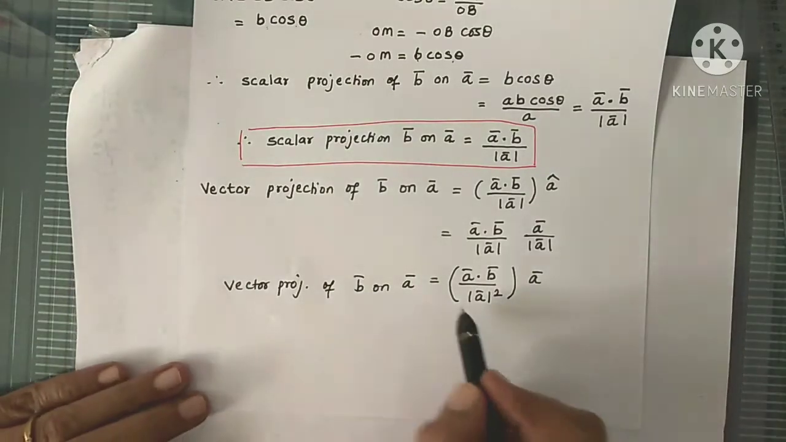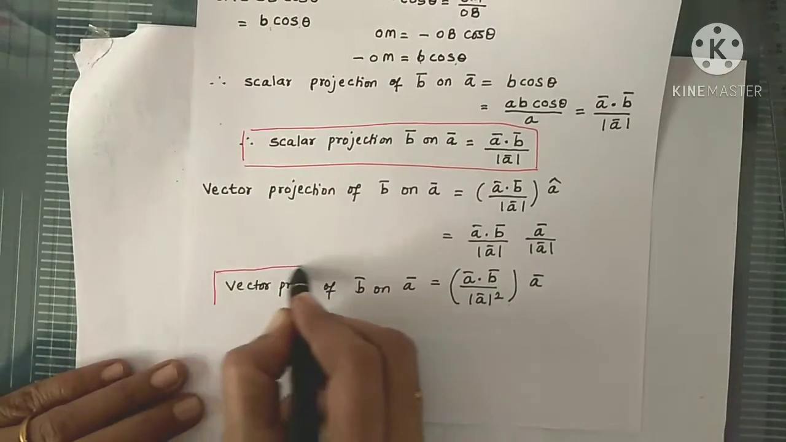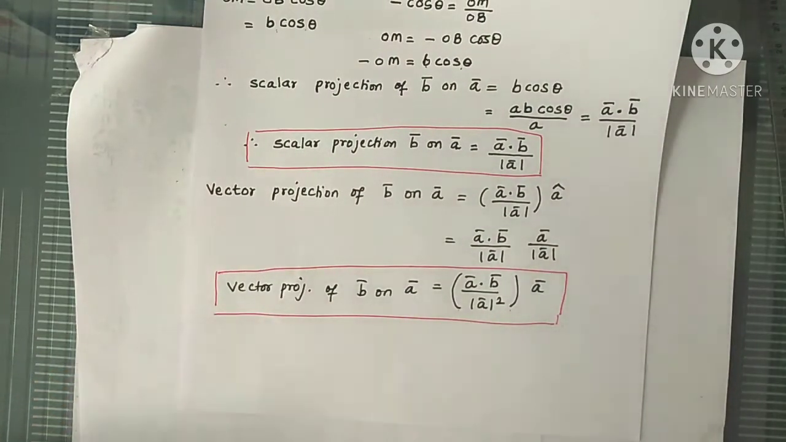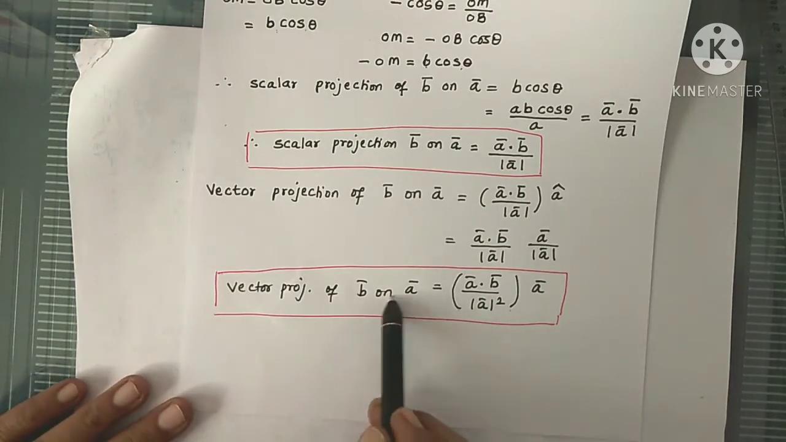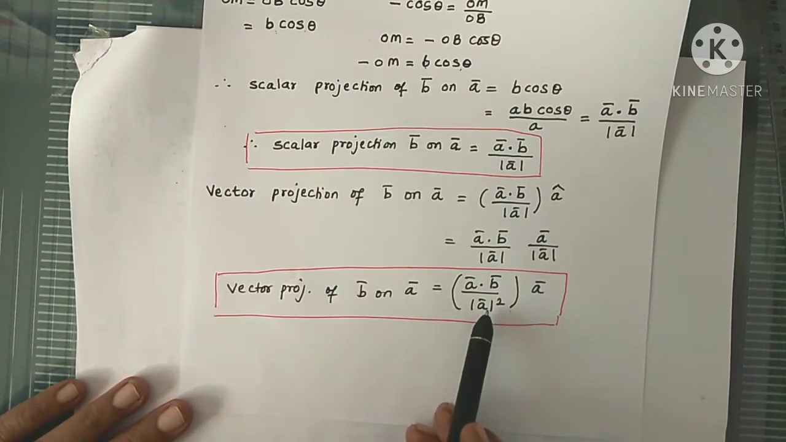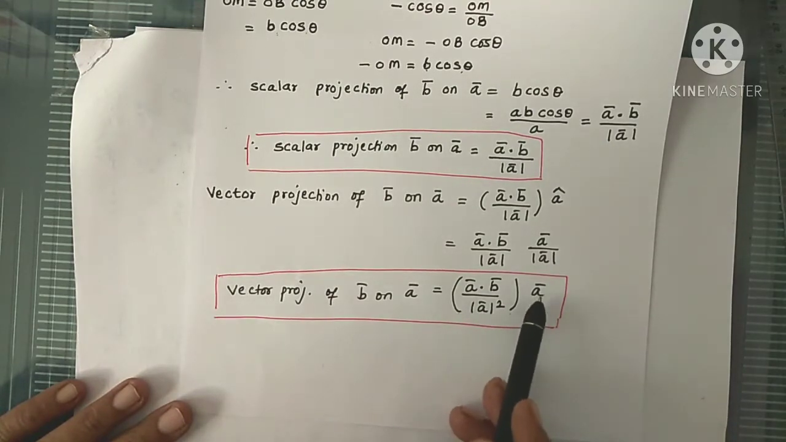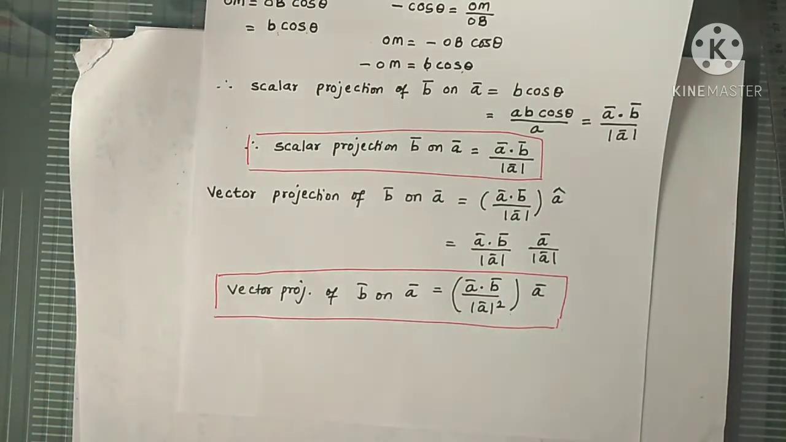Now why is this part written in one bracket? Because it is a scalar quantity. See, A bar dot B bar is a scalar, a real number, and modulus of A bar, the magnitude of A bar, is also a real number. That's why it is written in one bracket. So for vector projection of B bar on A bar, remember, whenever it is on A bar, we write modulus of A bar in the denominator, and A bar here.